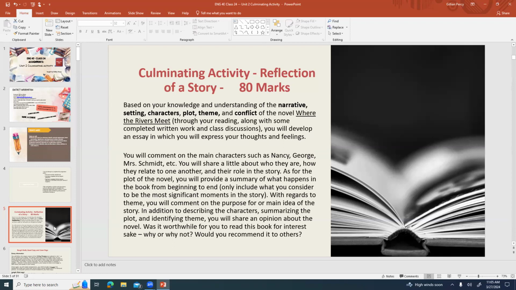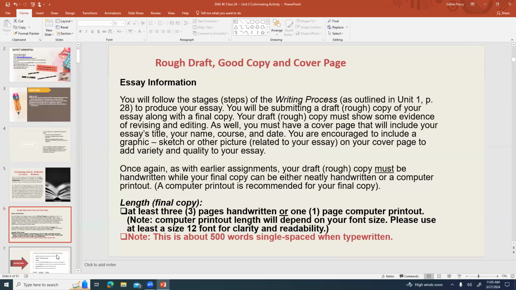With regards to theme, you will comment on the purpose for or the main idea of the story. And then in addition to describing the characters, summarizing the plot, and identifying the theme, you're going to share an opinion about the novel. Was it worthwhile for you to read this book for interest's sake? Why or why not? And would you recommend it to others? This is kind of a massive assignment.